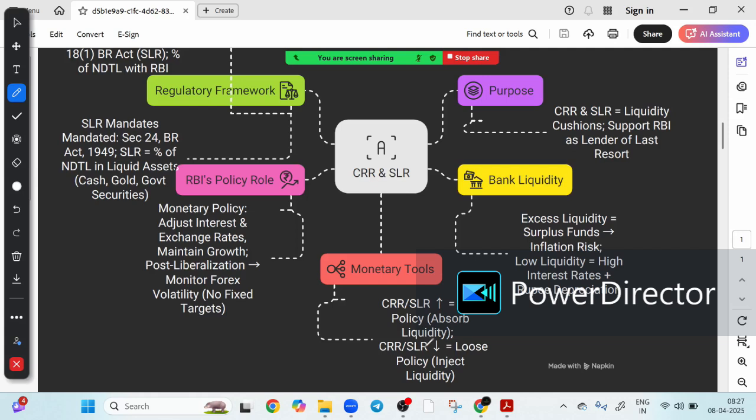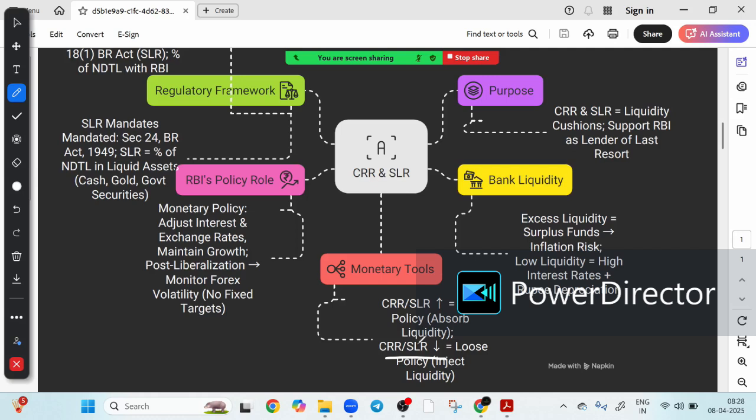Now what happens when SLR and CRR are lower? When SLR or CRR is decreased, it is called a loose policy, which injects liquidity to stimulate lending and boost the economy. So you must know the impact of increasing and decreasing the CRR and SLR. When CRR and SLR decrease, it means a loose policy which injects liquidity to stimulate lending and boost the economy.